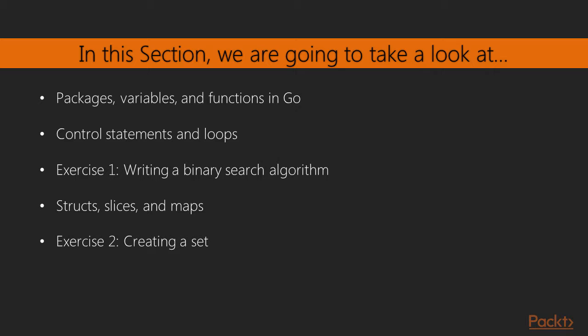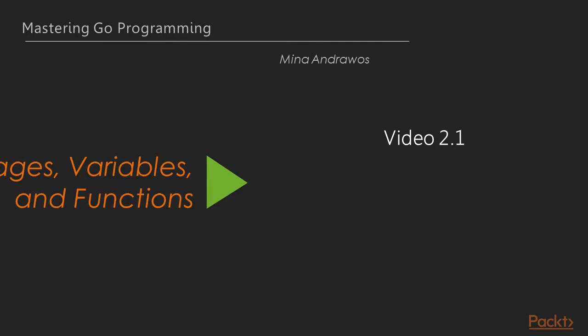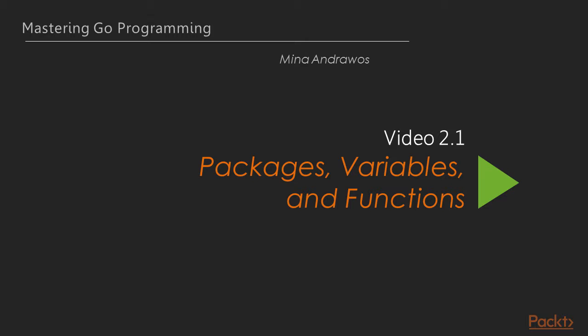Let's begin by talking about packages, variables, and functions, which constitute the skeleton of any computer program, and dive into how to express logic in Go via conditional statements and loops. From there, we'll start discussing some special features in Go, like structs, slices, and maps. We will solidify our newly acquired knowledge by two advanced applications, a binary search algorithm and a set. Now let's begin with our first video.